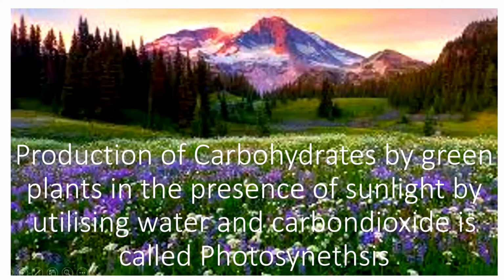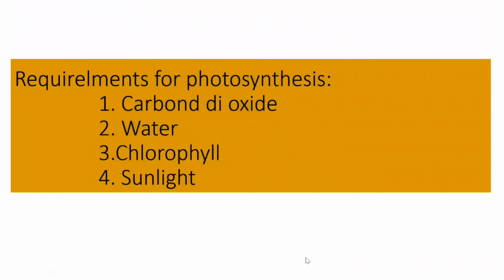Production of carbohydrates by green plants in the presence of sunlight by utilizing water and carbon dioxide is called photosynthesis. This is the definition of photosynthesis. Production of carbohydrates by green plants, that is, plants with chlorophyll, in the presence of sunlight by utilizing water and carbon dioxide is called photosynthesis.